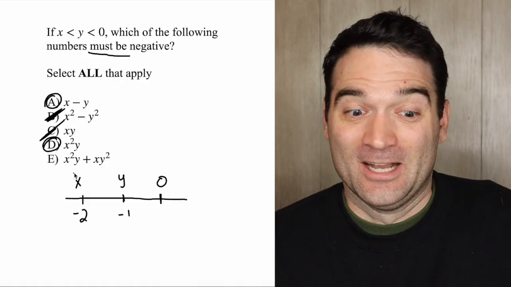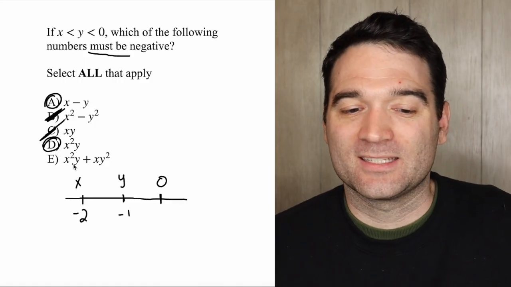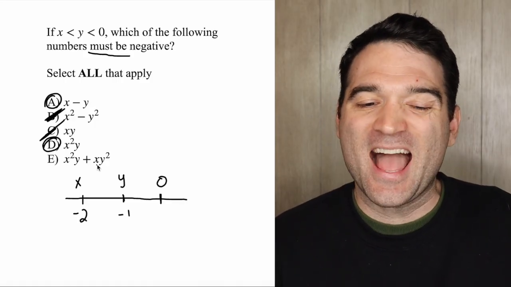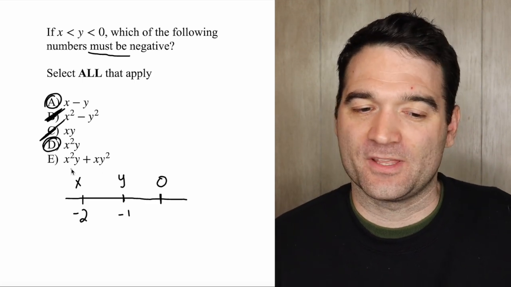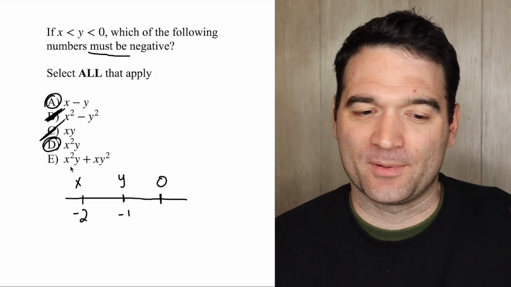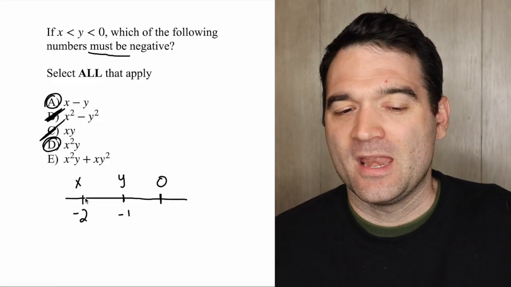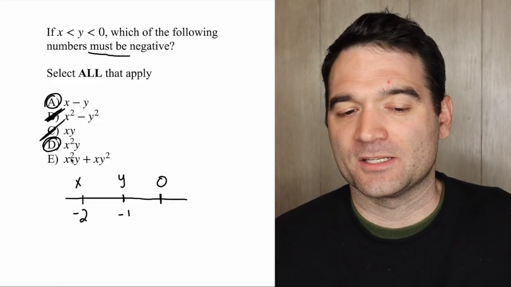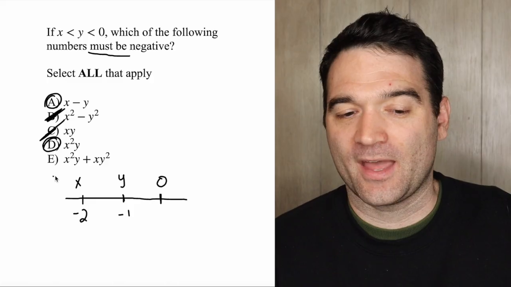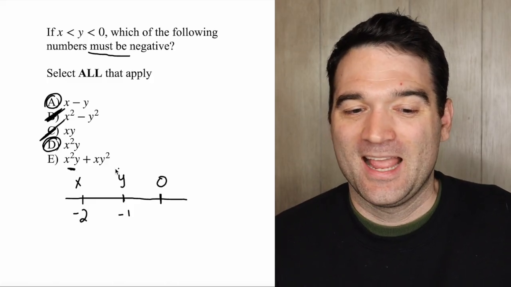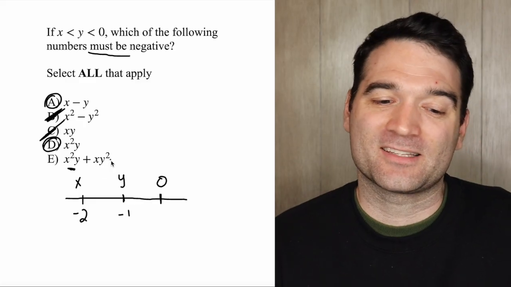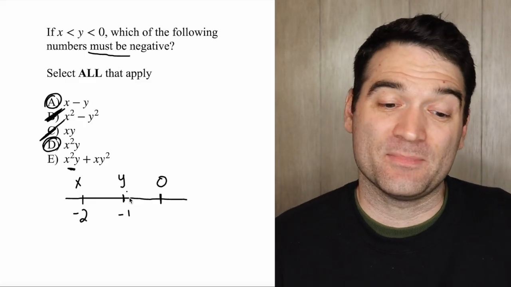Almost there. Okay. x squared times y plus x times y squared. Let's use our test first and then see if we can extrapolate a more general statement. Negative 2 squared is positive 4 times negative 1. So we already know that this is negative, right? That's a negative number. And this x times y squared is going to be the same deal, right?